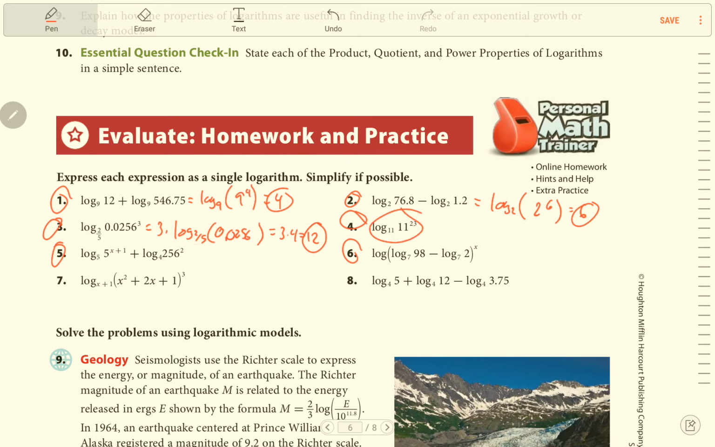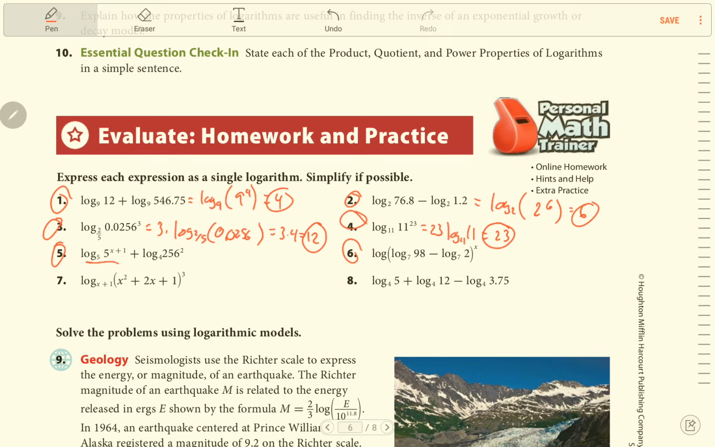Okay, number 4, this one's really easy. You could bring the 23 out front if you wanted to. That's one option. So you have 23 log base 11 of 11. Since it's log base 11 of 11, it's just going to simplify to just 1. So we end up with just 23. Alternatively, though, the bases already match up, so it's just going to be the exponent as the answer there, too. That's another way to think about it.